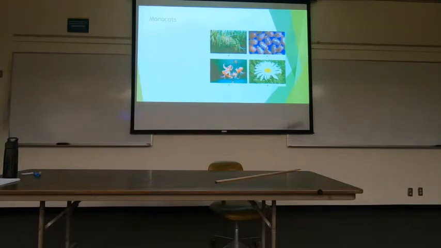Anyway, so moving past the basal angiosperms, the monocots. Can anyone guess where this name comes from? Who's been paying close attention to detail? What do you suppose is the defining characteristic of the monocots? They only have one... They only have one what? Cotyledon. Yes, one cotyledon. So monocots have a single cotyledon in the developing seedling. That's short for monocotyledon.